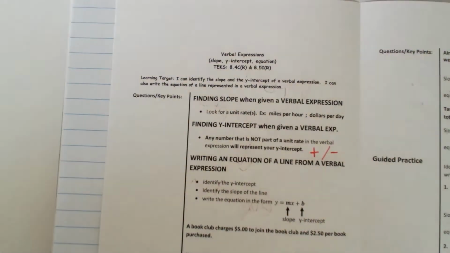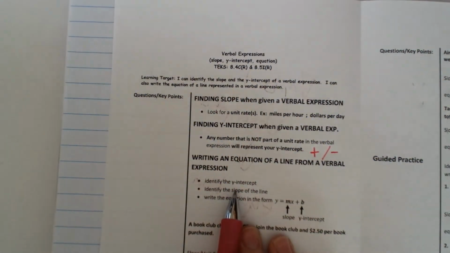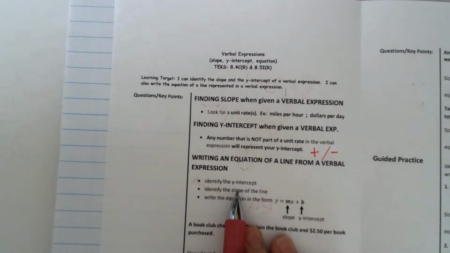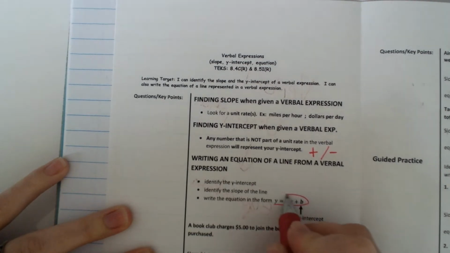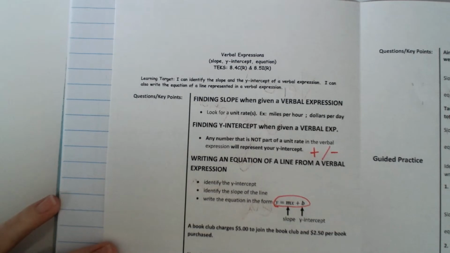Writing an equation of a line from a verbal expression, you're going to identify the y-intercept. That's always the easiest for me to do, so I do that first. And then you're going to identify the slope of the line. And remember, here is our formula. That's our equation that we're trying to fill in. Okay, so let's look at this first example. It will start making sense once we look at examples.